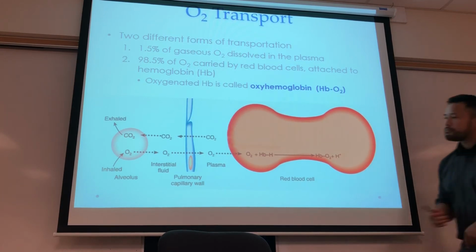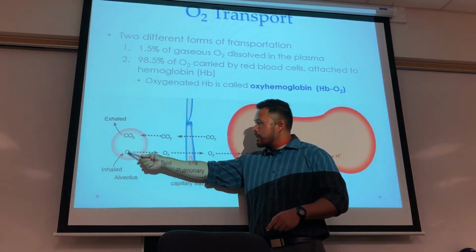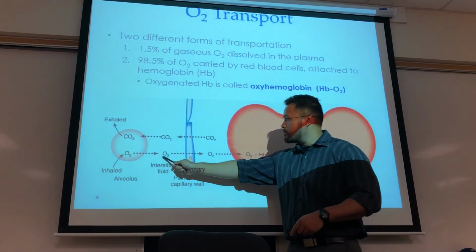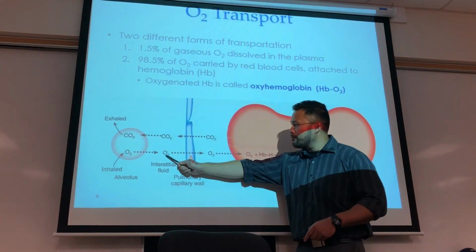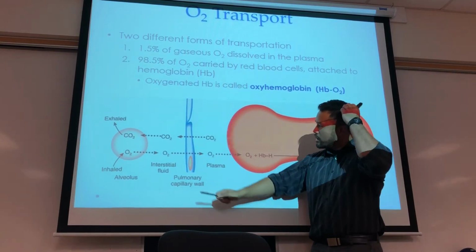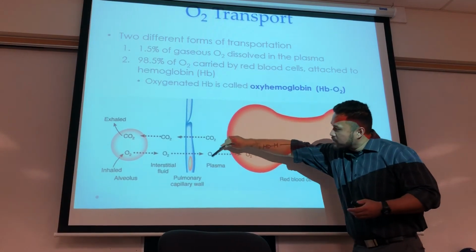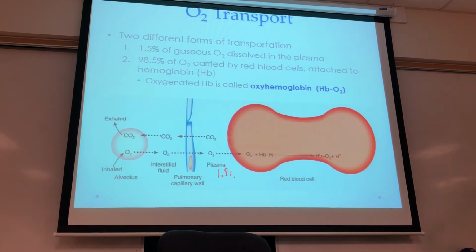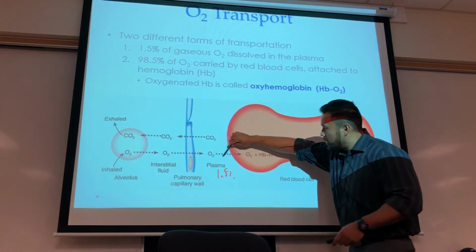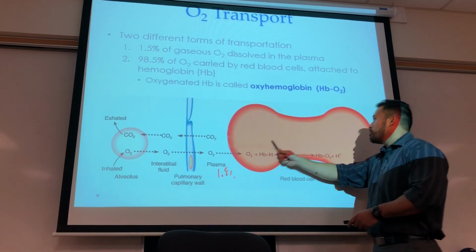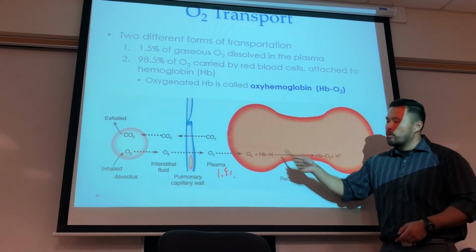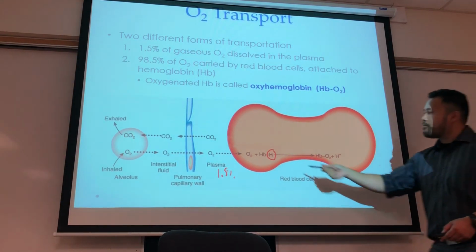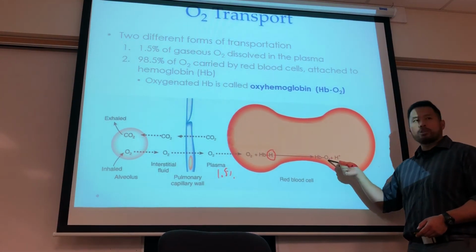So the way that works, in the alveoli, we have high O2, and it moves down the partial pressure gradient of 100 into the interstitial fluid. Through the interstitial fluid, it's going to diffuse across the capillary wall through the endothelium into the plasma, of which 1.5% will be dissolved in the plasma. The remaining is going to get picked up and diffused into the red blood cell, where hemoglobin, which is initially bound to a hydrogen atom, is going to kick off that hydrogen atom and bind to the oxygen molecule.